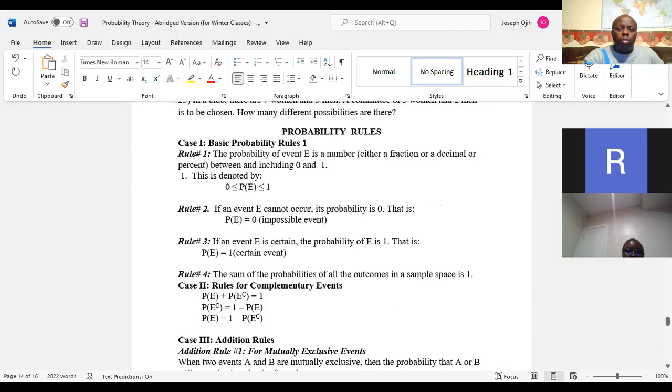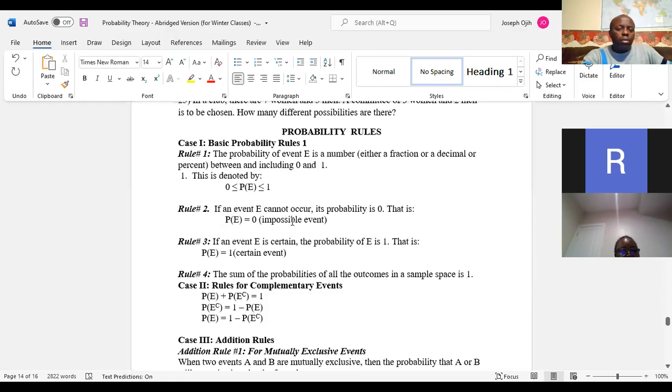The first one is this. Rule number 1 says the probability of an event E is a number which can be either a fraction or a decimal or percent between and including 0 and 1. And this is how I write it. Probability of event A is greater than or equal to 0 and less than or equal to 1. The rule number 2 is this. If an event A cannot occur, then its probability is 0. Which means that if the probability of an event is 0, it's an impossible event.